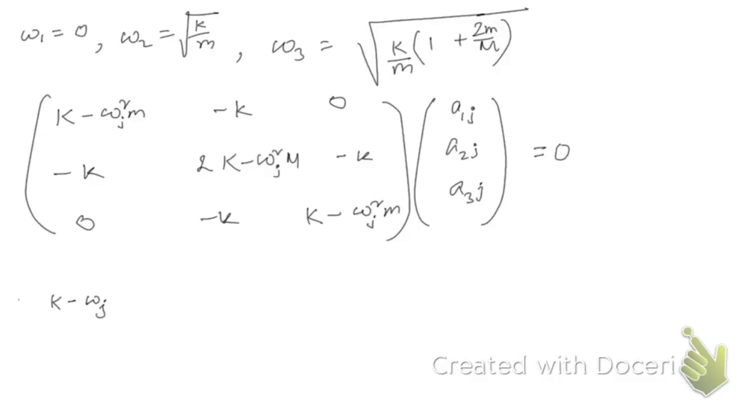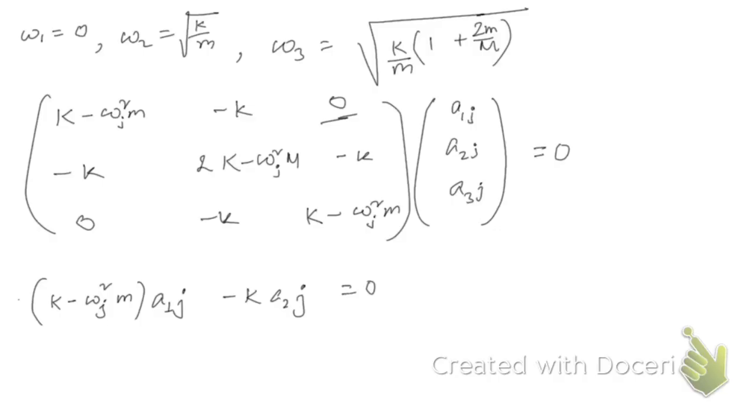That's why I'm writing omega j square m here. The first coefficient is a1j, so I'm going to write a1j, then the next term is minus k, so minus k into the next term of this column matrix, a2j. The third one is 0, so 0 into this one is again 0, so we get equal to 0.